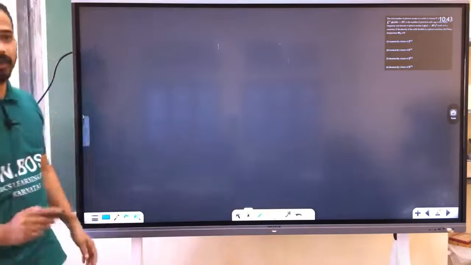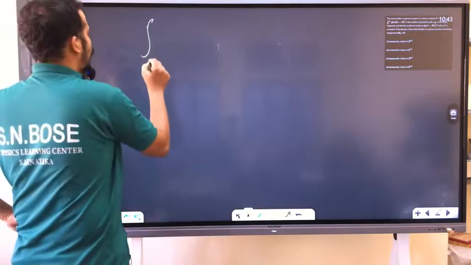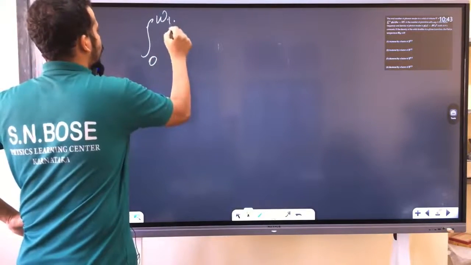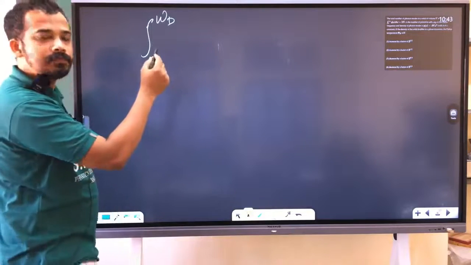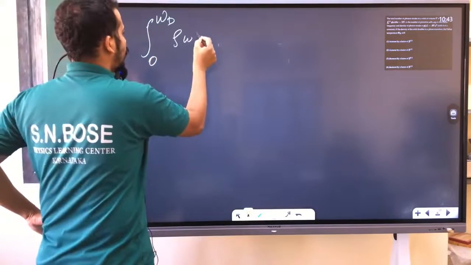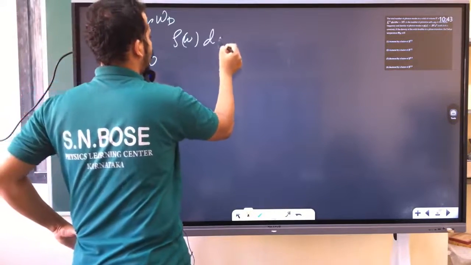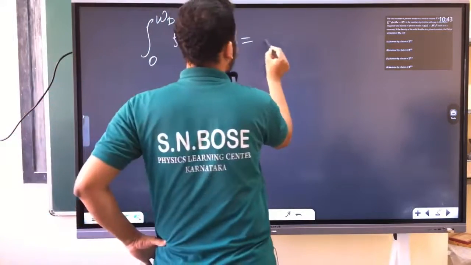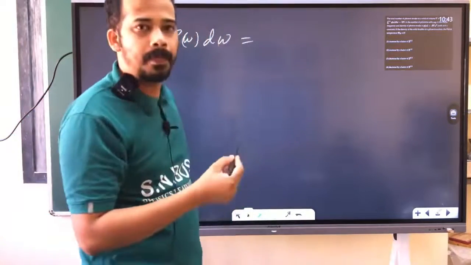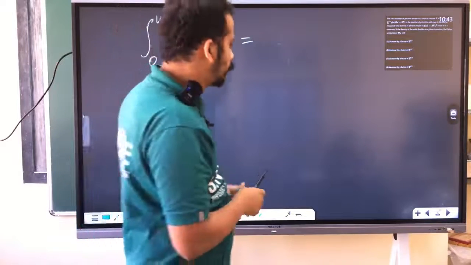not only the last expression, you need this one also. What is this one? Do you remember? 0 to omega d, the Debye frequency definition. Rho of omega d omega, that's equal to the number of modes.